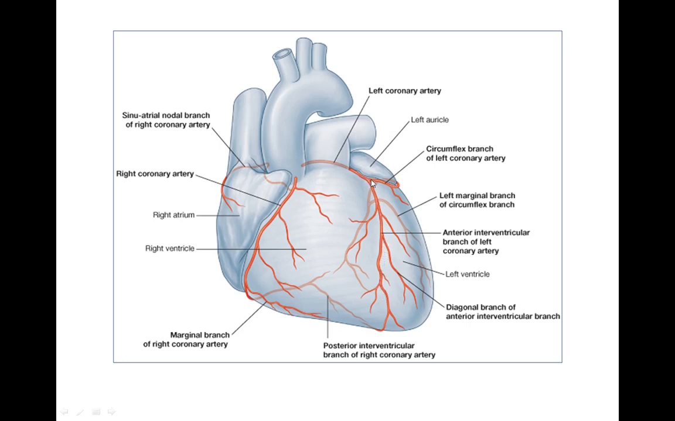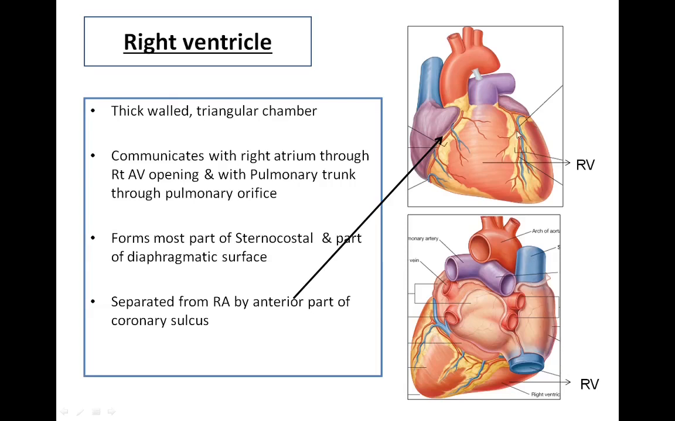Now we come to the circumflex branch. This circumflex branch goes posteriorly. It reaches the left border and winds around the left border of the heart. Then it reaches the posterior part of the coronary sulcus. This is the atria, this is the ventricle, so this is the atrioventricular groove. So it reaches the posterior part of the coronary sulcus.